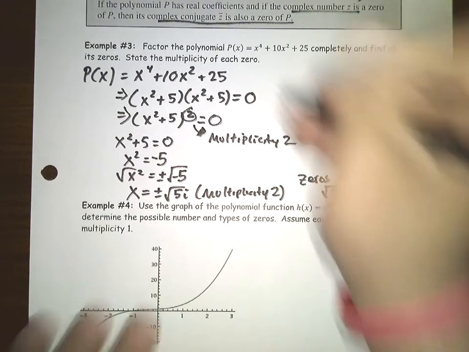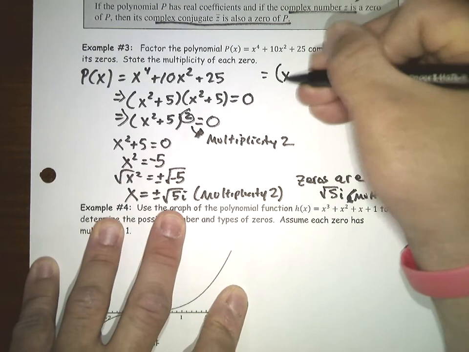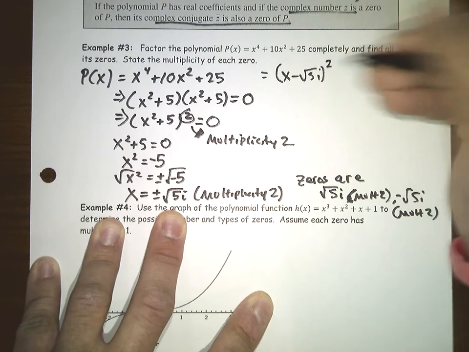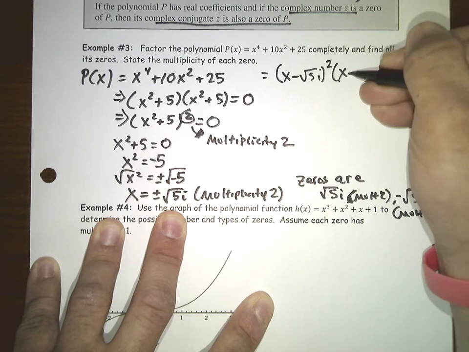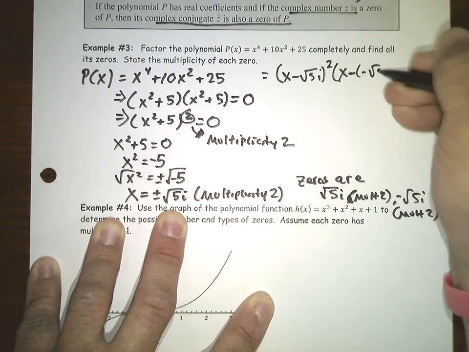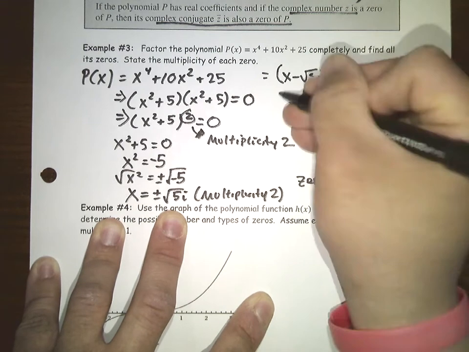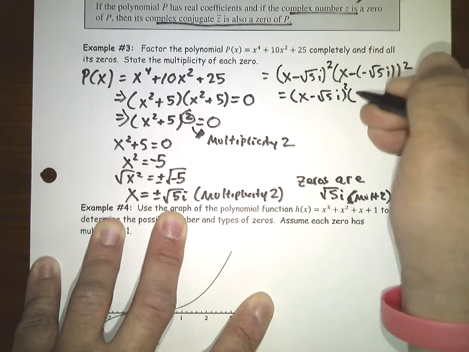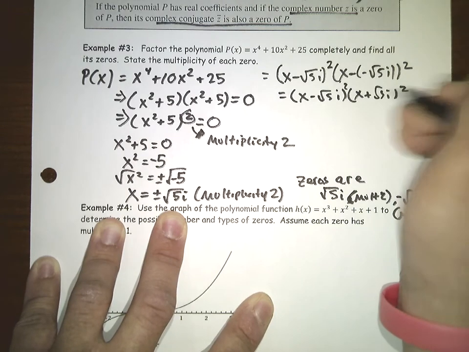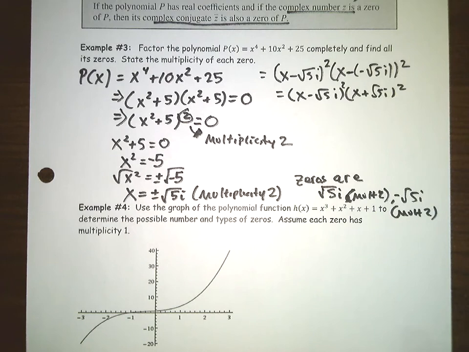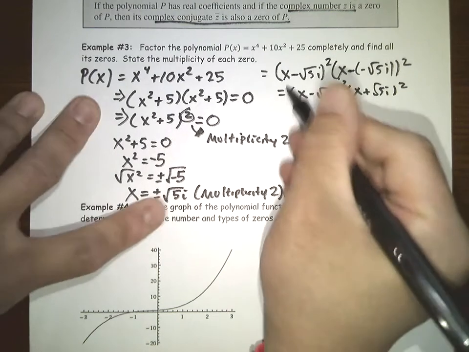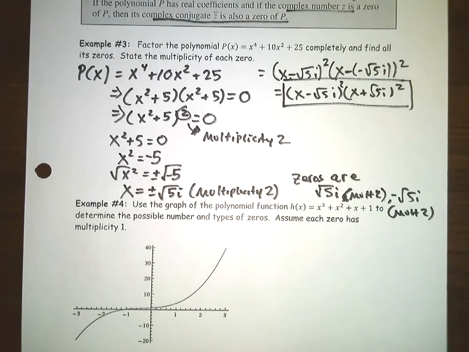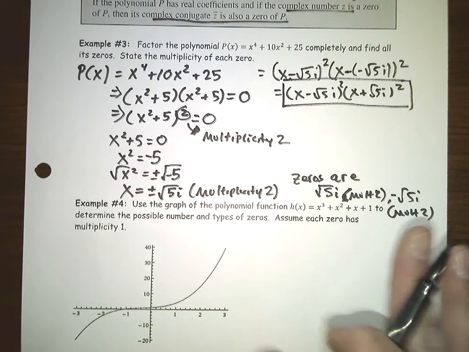So if I want to factor this, this is x minus the square root of 5i, and then that's squared, and then x minus the negative square root of 5i, and that's squared. So then we have x minus the square root of 5i, squared, times x plus the square root of 5i, squared. So I don't think that this is actually that difficult either. It's just, again, a little bit tedious, but we're doing the same thing. It's just now some of the zeros are complex.